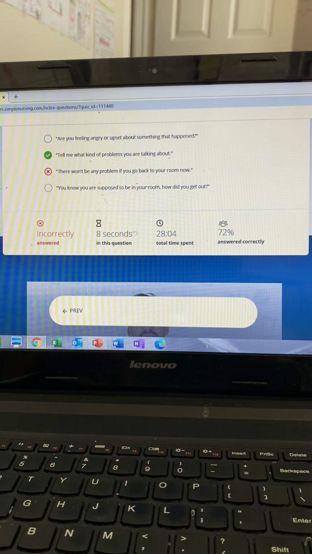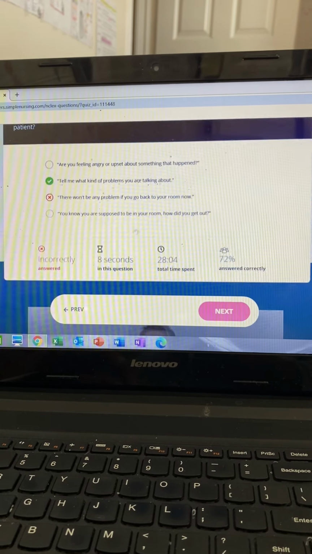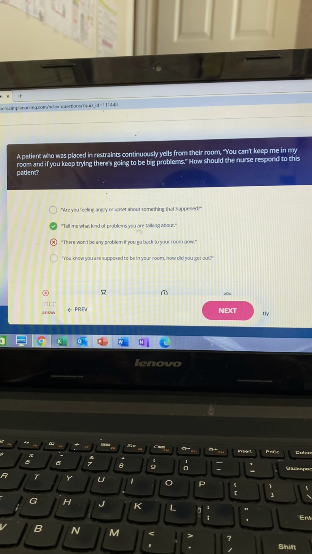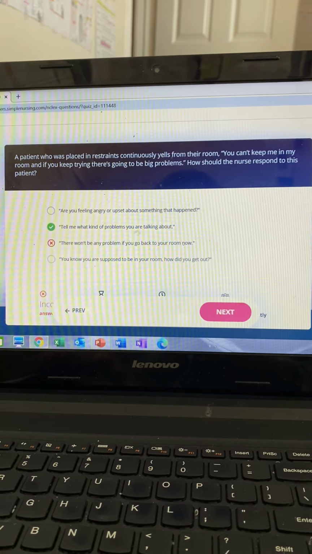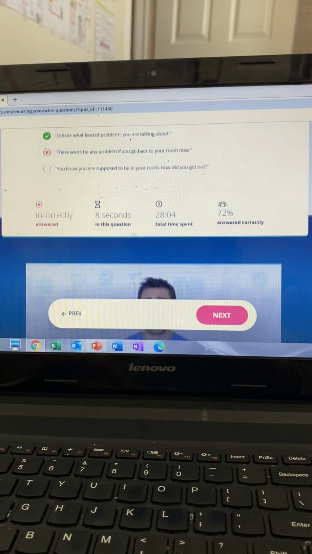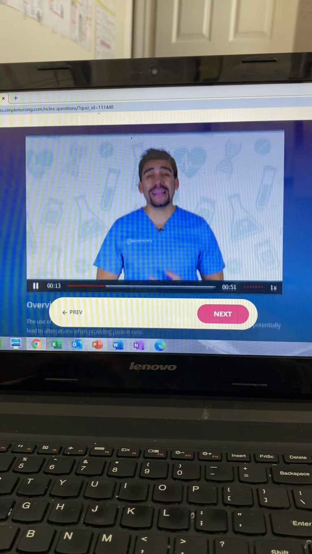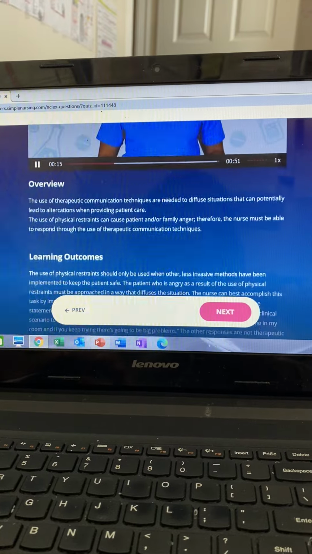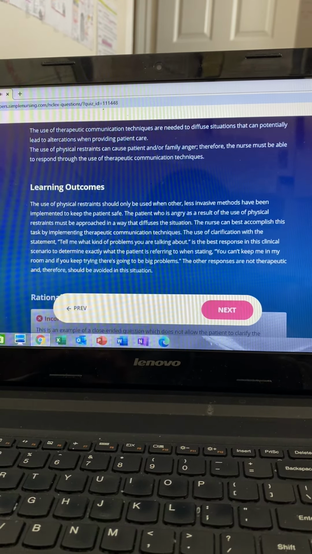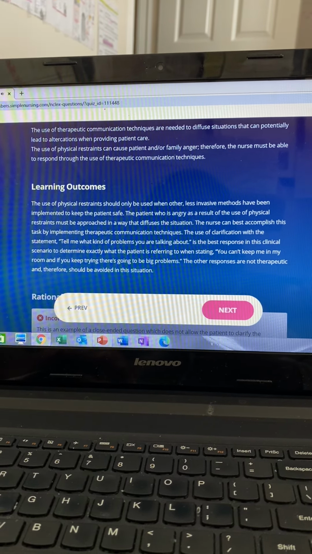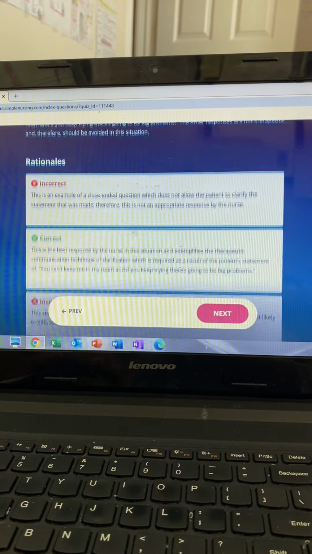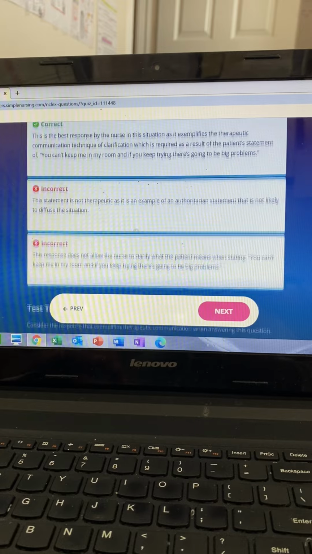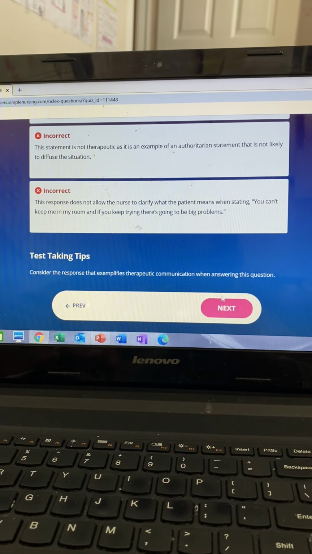Now, using our 3 steps, let's break this down. Now, the question is asking for the nurse's response to the problem of a patient in restraints yelling and threatening. So I'm already thinking therapeutic communication, guys, explore the patient's statements and assess. In NCLEX world, the solution always is assessment. So option number 1 is incorrect. Guys, that's a close-ended response, and it really doesn't explore or assess the statement being made.